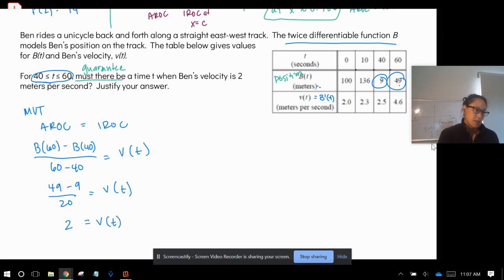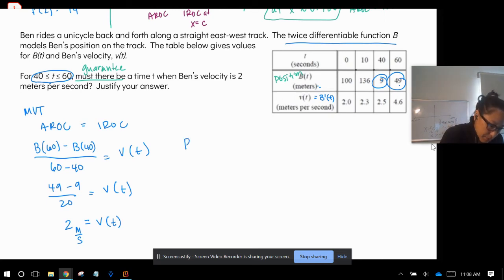So look, since we can use the mean value theorem, we know that we can guarantee that Ben's velocity is 2 meters per second at some time between 40 and 60. We just haven't solved for it yet. But we're saying, look, the average rate of change was 2 meters per. I did a really bad job on the units last time, so I'm going to try really hard. It is meters per second. So there is some instantaneous rate of change on the curve that is also 2 meters per second.